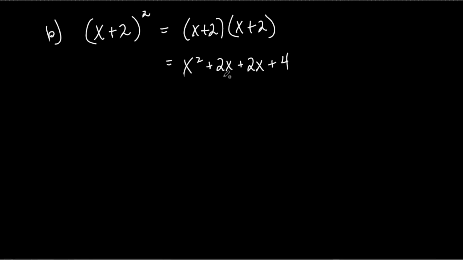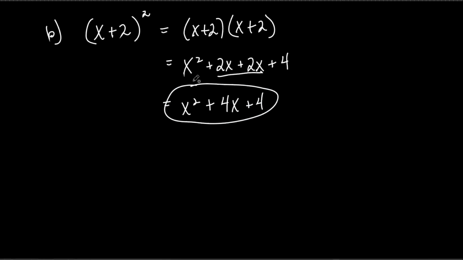Now we got to do a little bit of work. All right? We just got to add like terms. So I've got x squared plus what? 4x, and then you just throw that at the end, plus 4. And that is your answer. You just have to realize when you square something, you got to multiply it by itself.